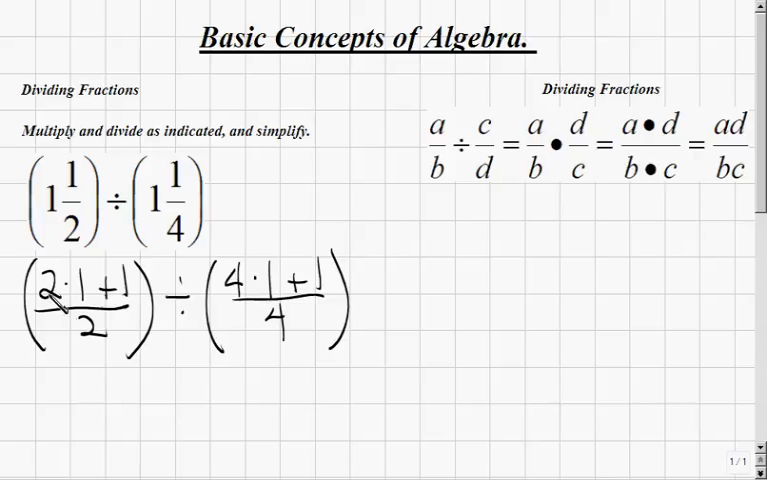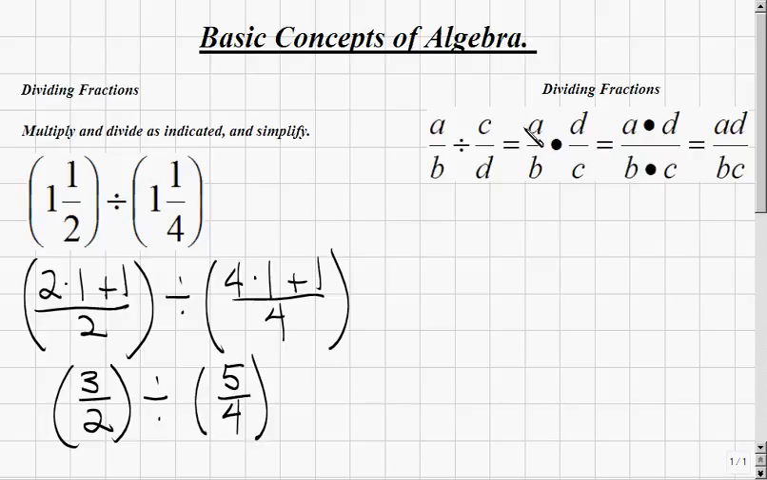Using order of operations, 2 times 1 is 2, plus 1 becomes the fraction 3/2. Divide that by 4 times 1 is 4, plus 1 becomes 5/4. Now we are ready to use our rules for dividing fractions to divide these two improper fractions.